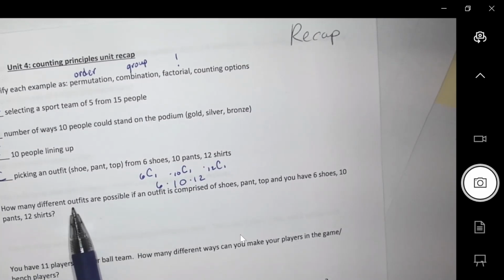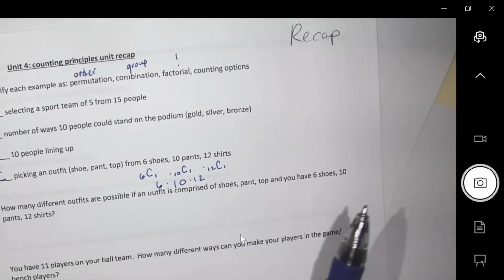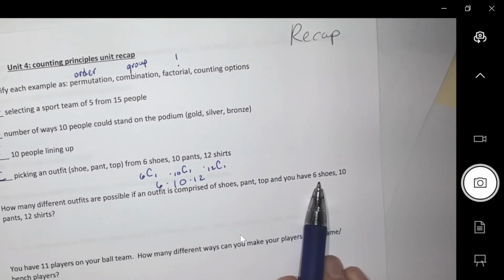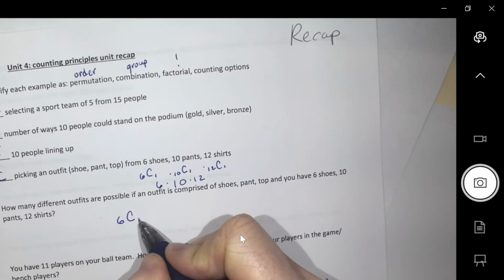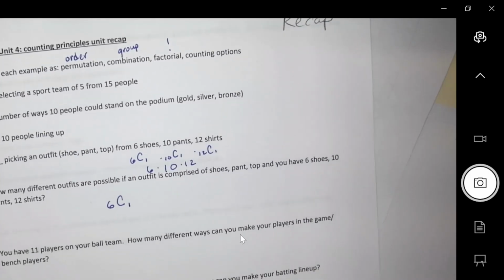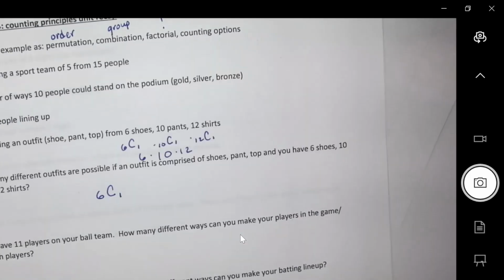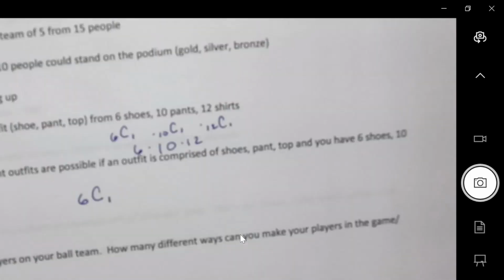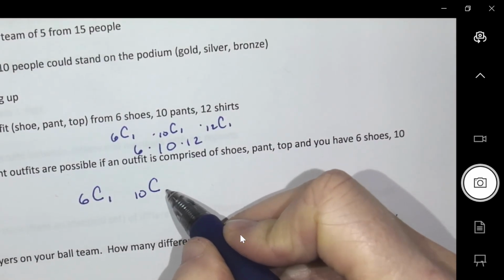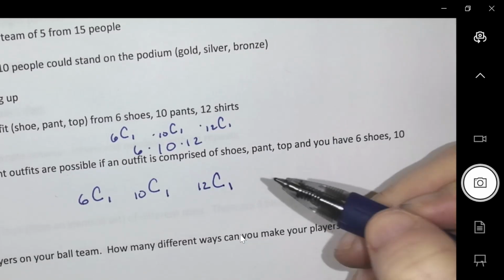Okay, how many different outfits are possible if you have to have shoes, pants, top? I have 6 shoes to pick from in my closet. So I'm going to do 6 choose 1, I need to choose 1 shoe to wear. There's 10 pair of pants in my closet, and I need to pick 1 pair of pants. So that's 10 choose 1. And there's 12 shirts in my closet, and I will have to choose a shirt.